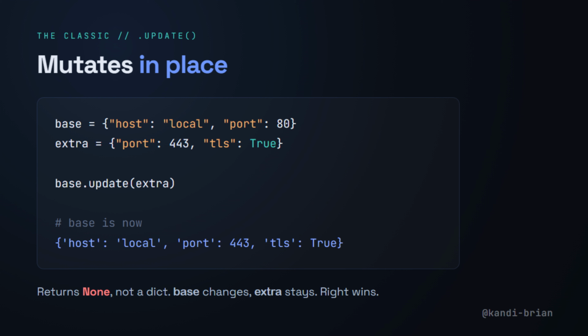merged = base.copy(), and then you've got merged.update(extra), let's say. So 2 statements, a temporary variable, not an expression. And that friction is what the newer tools were built to remove.